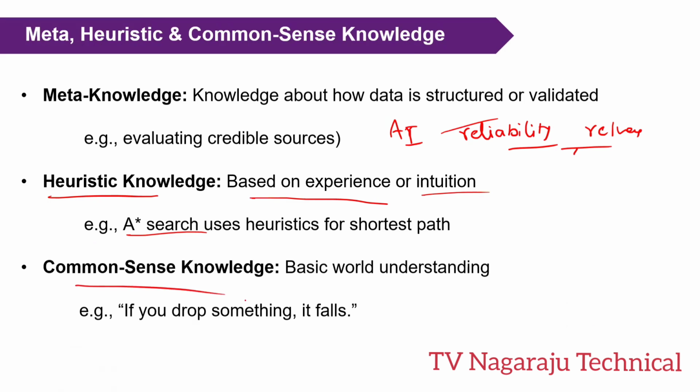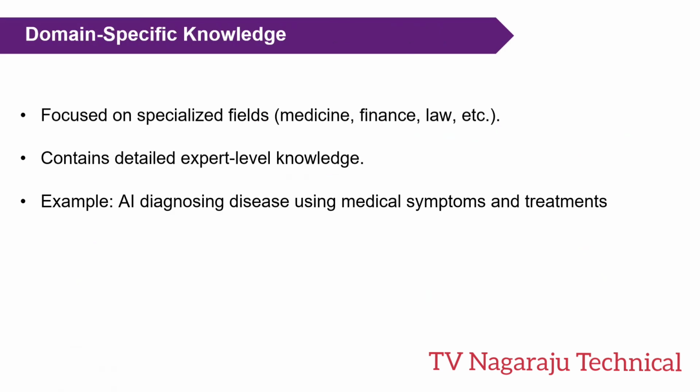And common sense knowledge is the basic understanding about the world that humans acquire normally, but it is very challenging for artificial intelligence. For example, water is wet. If you drop something, it will fall. This is general knowledge, but it is difficult for artificial intelligence to understand. The next one is domain specific knowledge, knowledge that is specific to a particular domain, such as medicine, finance, or law.